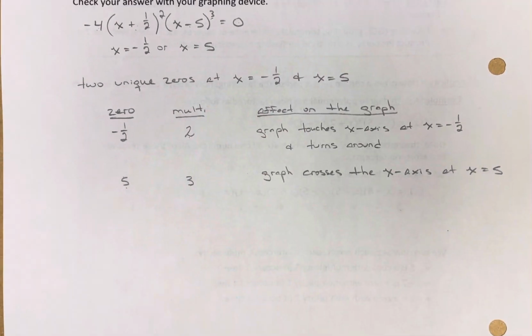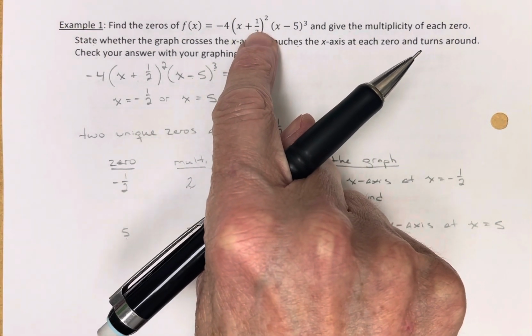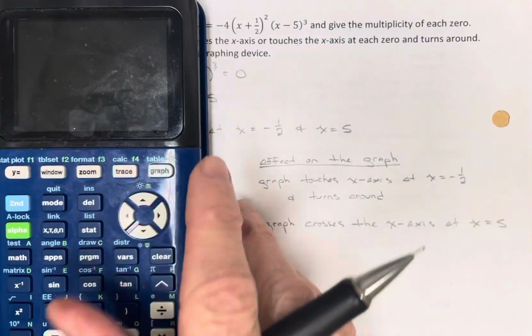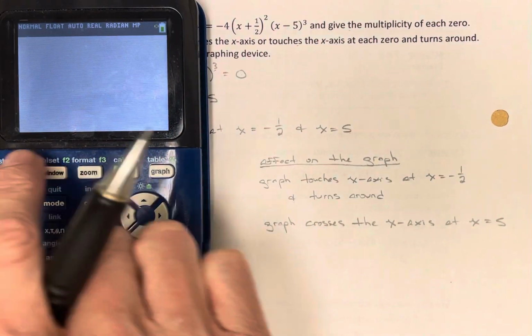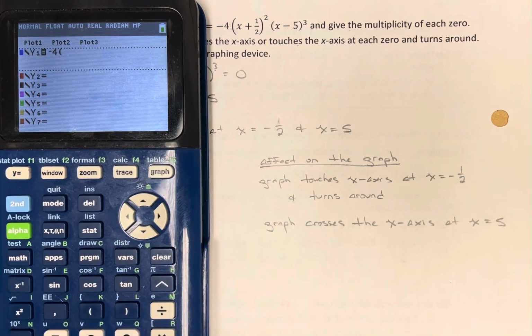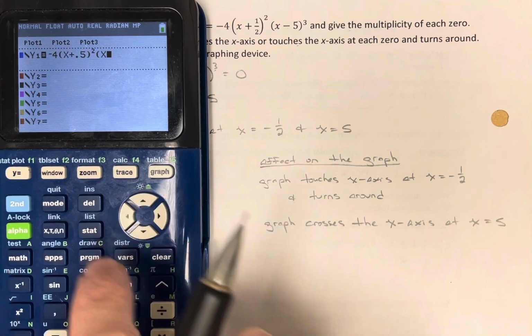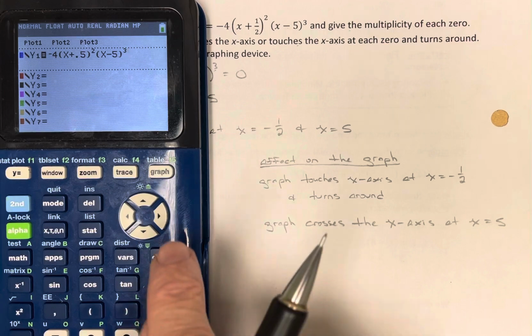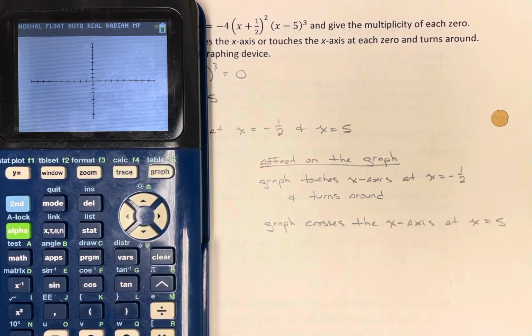Let's take a look and see if that's really true. Make sure I get the function in there so we can see. I'm going to graph this function right here. So allow me to get my calculator together. I'll go to my y equals. I got another function in there, I'll clear that one out. -4 times x. I'll put in 1/2 as 0.5, a little easier, squared, times x minus 5 raised to the 3rd power. And I'm going to go to my standard window and see what it looks like.